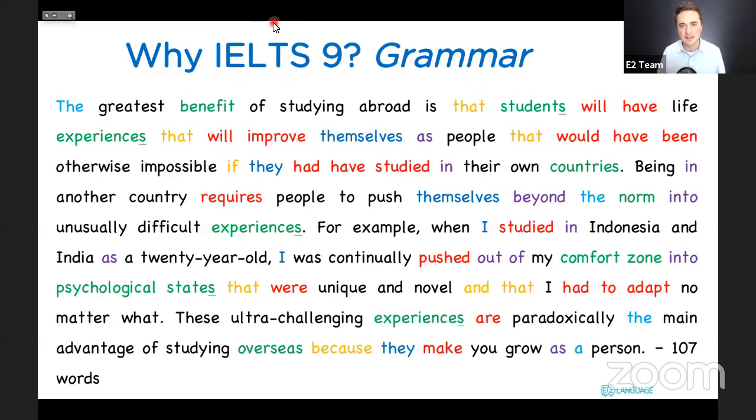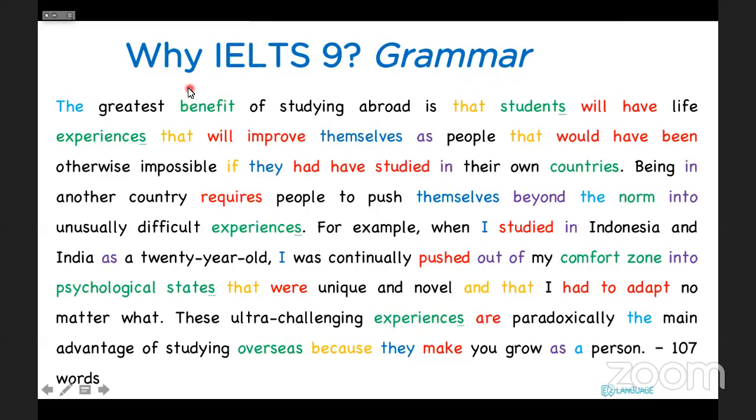But in order to get a 9, you need to use complex verbs. But here's the thing. Only use them if you understand or if you are confident that they're correct or accurate. If you're not confident and you're just trying and experimenting, that's worse than using simple verbs that you're confident with. All right, what else have we got in here?